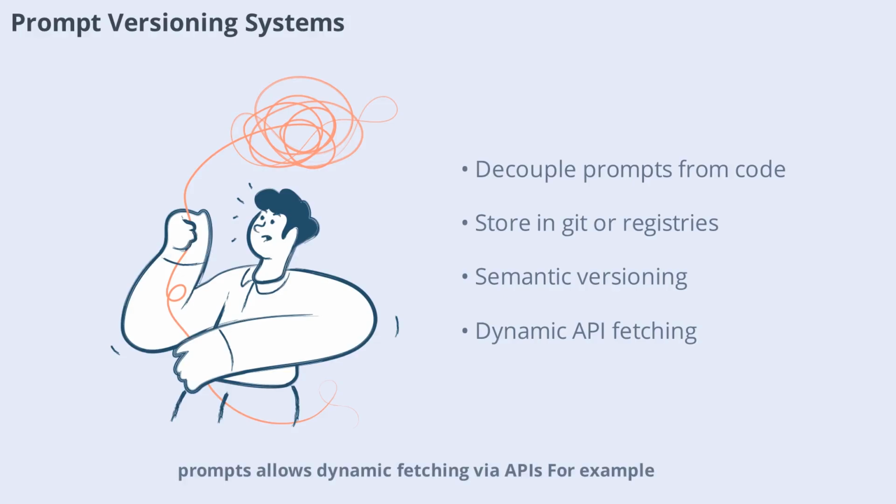For example, when a team updates a customer support prompt, they publish a new version and tag it as production. The backend fetches the update instantly, without needing a full redeployment or server restart.